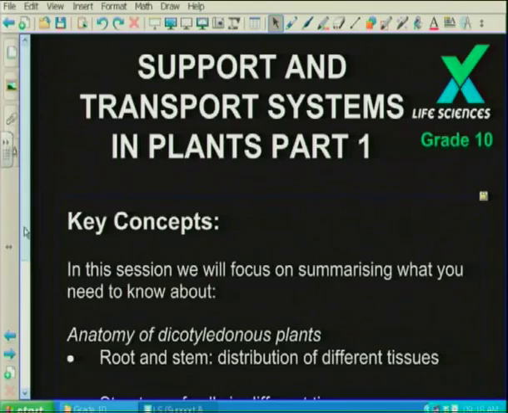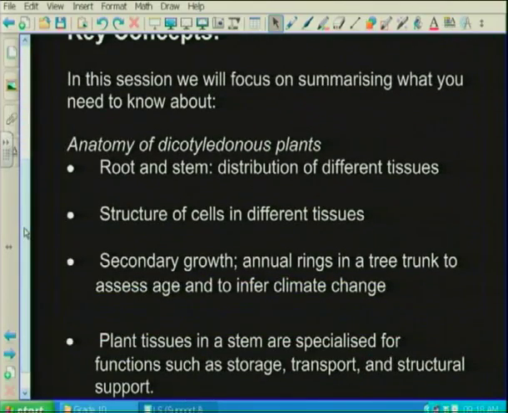Today we're going to be looking at transport and support systems in plants. Let's go look at some of the key concepts we'll be looking at today. In this session, part 1, we'll be looking at summarizing what you need to know about the anatomy of dicots.